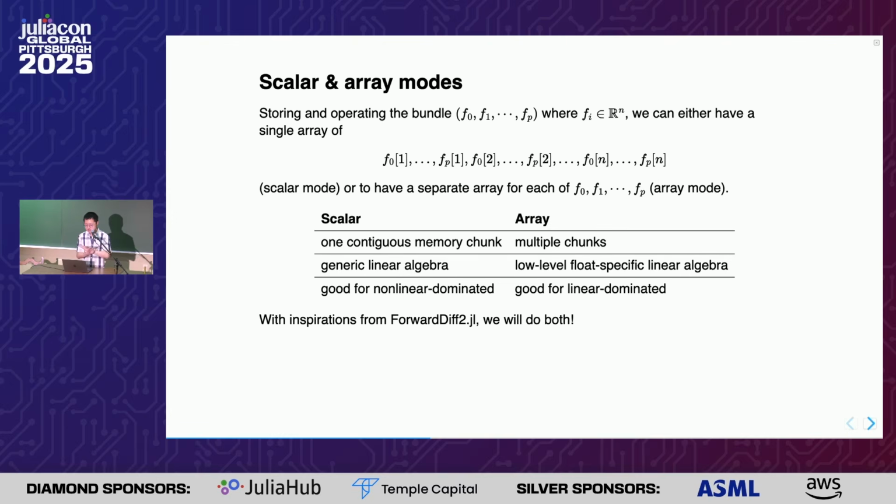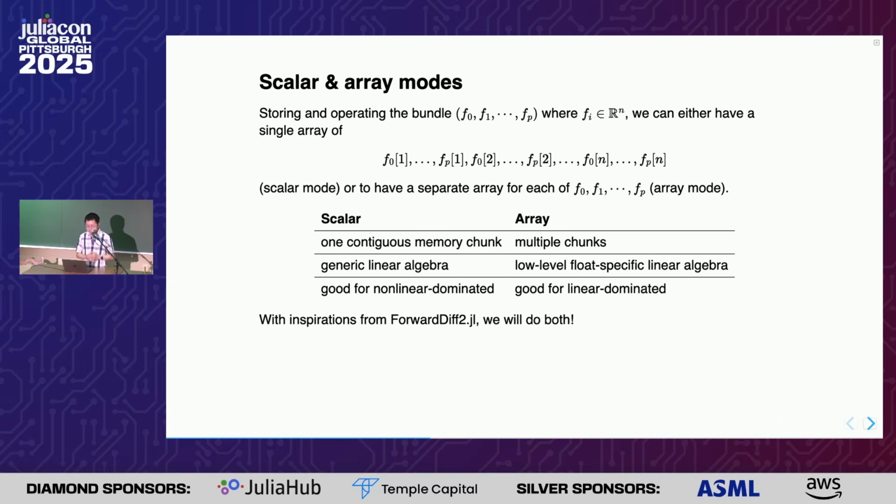So imagine you have an array of elements. You can store the various order of derivative of the first element, all in one block, and then for the second element, and then for the nth element. But you can also have a separate array for each order. We will call these two things scalar mode and array mode.